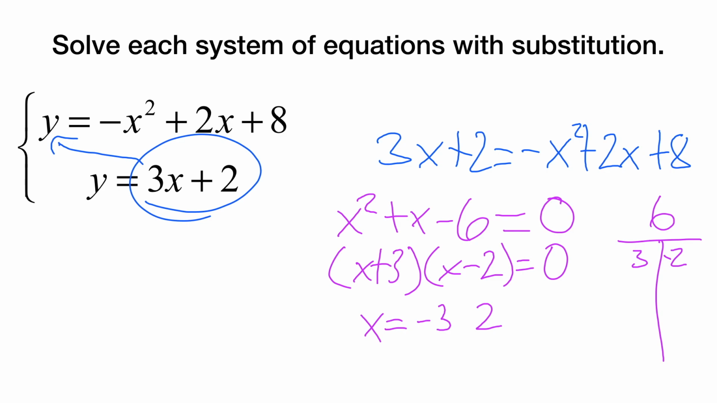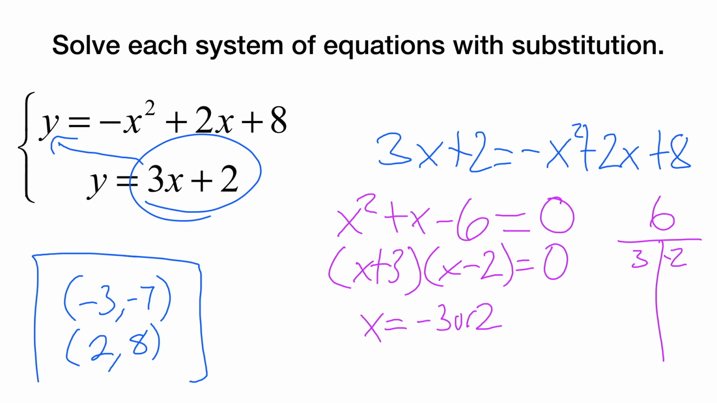To find our two answers, we plug those in. So I'm just going to plug them into the bottom equation. That's easier. Negative 3 times 3 ends up being negative 9 plus 2 is negative 7. Then 2 times 3 is 6 plus 2 is 8. Those were our two answers. And if you look right above, you will see those are the same answers we got earlier.